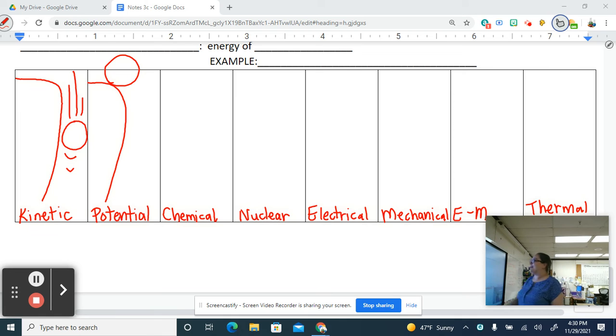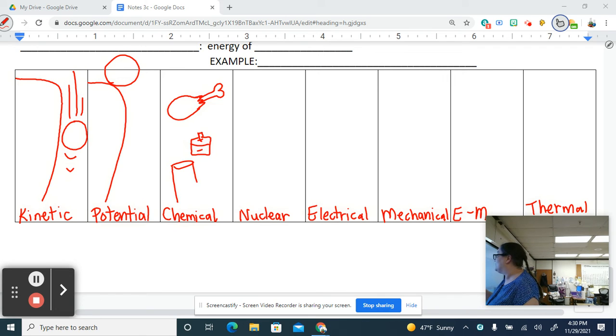Chemical, I want you to draw some things that are food. I like to do a little chicken leg. And I also like to show a battery because batteries are chemical. And then anything that's burned. So oil, all the fossil fuels are chemical.